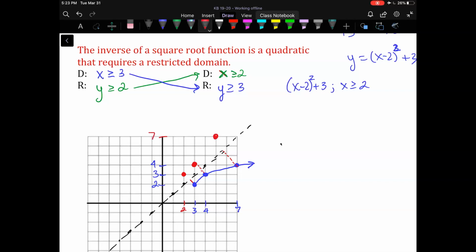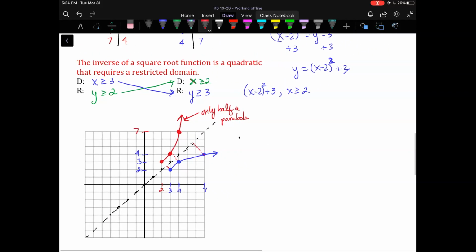Okay, and so, sorry, wrong dot. 4, 7. And so you can see the symmetry, and you can see that this is only half a parabola. And that is where the idea of the restricted domain comes into play.